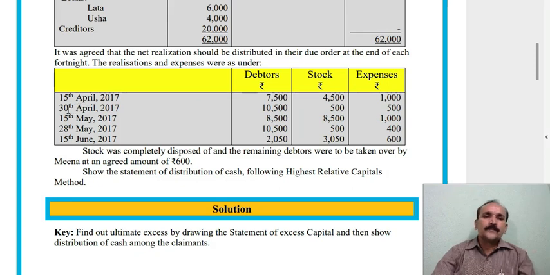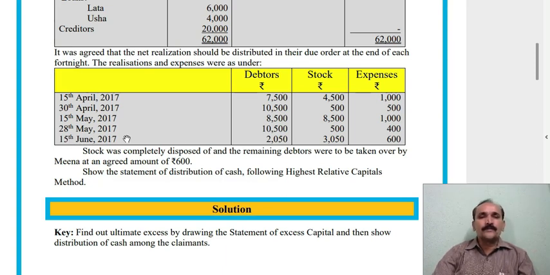Date of realization 15th April 2017: debtors realized 7,500, stock realized 4,500, expenses 1,000. 30th April 2017: debtors realized 10,500, stock realized 500, expenses 500. 15th May 2017: debtors realized 8,500, stock realized 8,500, expenses 1,000. 28th May 2017: debtors 10,500, stock 500, expenses rupees 400.